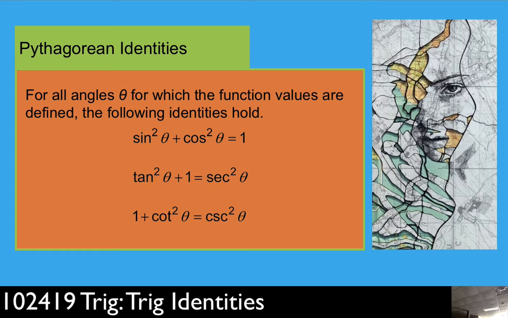I don't really like the way they have these set up. This is the way the book writes them, but I prefer them like this: secant squared theta minus tangent squared theta equals 1. Likewise, cosecant squared theta minus cotangent squared theta also equals 1.